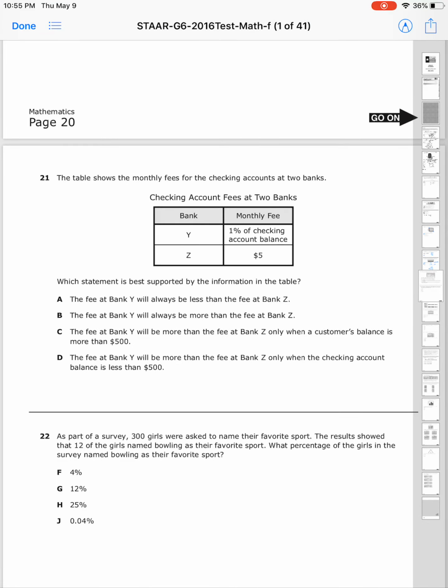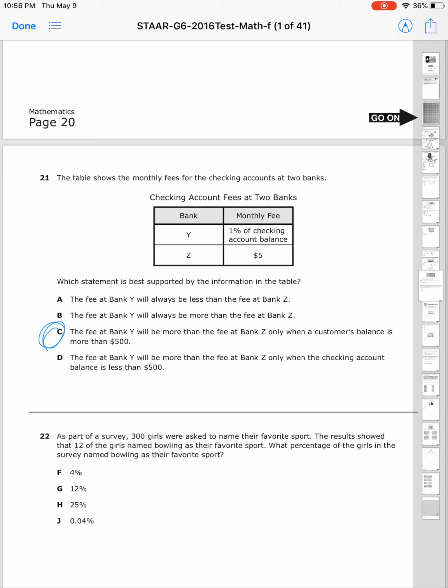Okay, number 21 is C. The fee at bank Y will be more than the fee at bank Z only when a customer's balance is more than $500. So think about it, guys. The monthly fee is $5 for bank Z. The monthly fee for bank Y is 1% of the checking account balance. So if our checking account balance is over $500, bank Y is going to be more than the fee at bank Z because you're saying $500 times 1%, which is going to be way more than $5.